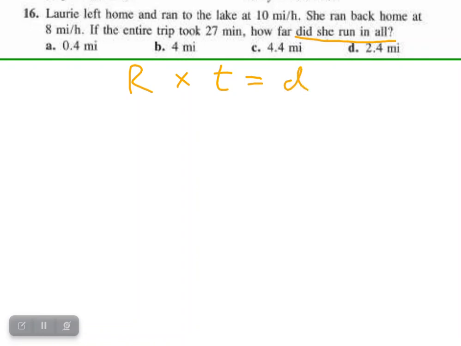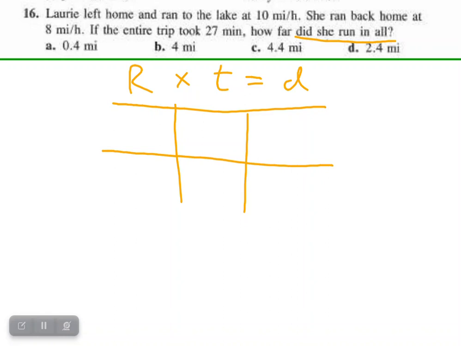Okay, that's really helpful. I could swear that we've seen some charts in the past. We've had a couple problems with some charts in them. So let's make a chart. Now, how many runs do we have in this problem? 2. Okay, we have 2. So we have to the lake, and we have back from the lake.